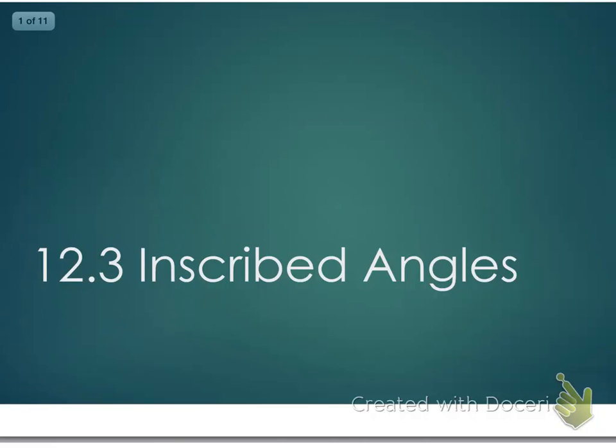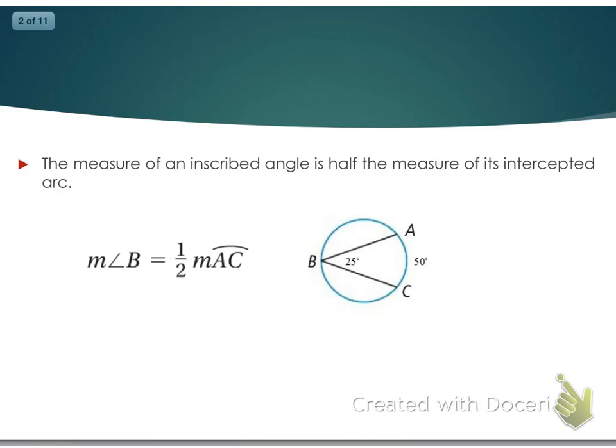12.3, we're going to be talking about inscribed angles and circles. Okay, so the measure of an inscribed angle is half the measure of its intercepted arc. So if the angle is inscribed, so it's touching the opposite side of the circle, it's going to be half of whatever the arc is.